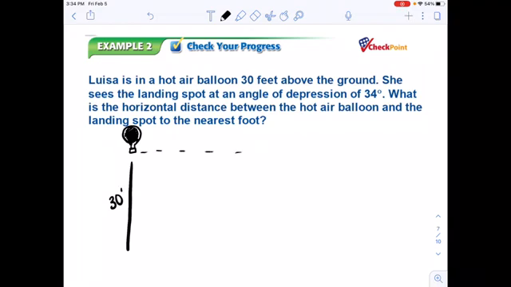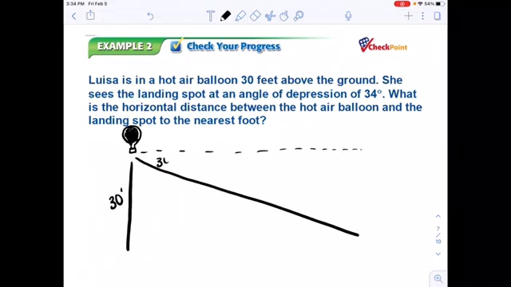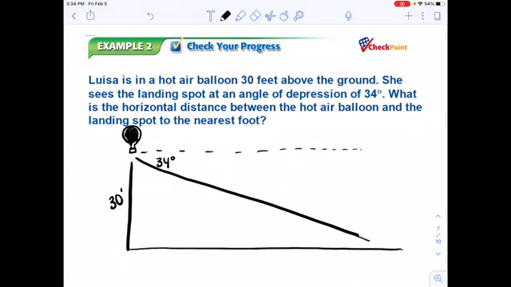Notice we're still going to make triangles. She has a horizontal line of sight, and her angle of depression is 34 degrees. Obviously not quite drawn to scale. It asks, what is the horizontal distance from her to the landing pad? So x here. Okay, horizontal distance just means it's this one. It's not trying to find this distance here.